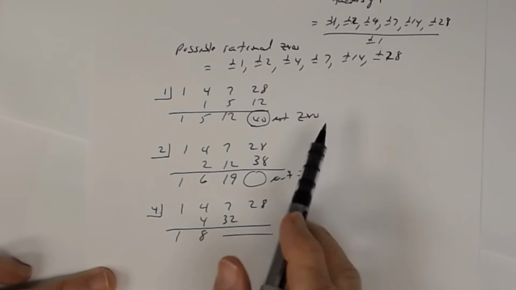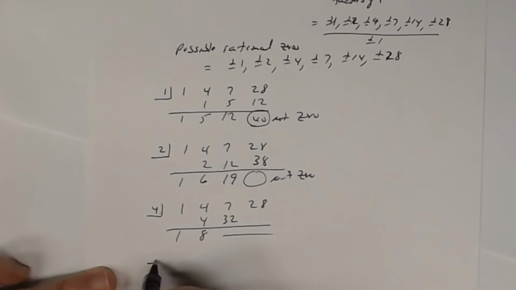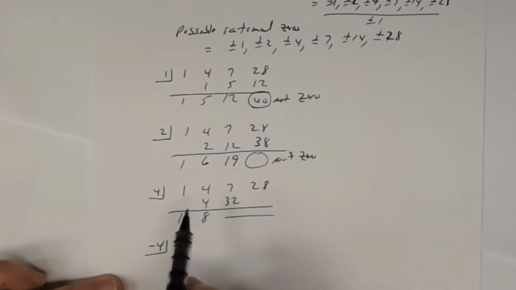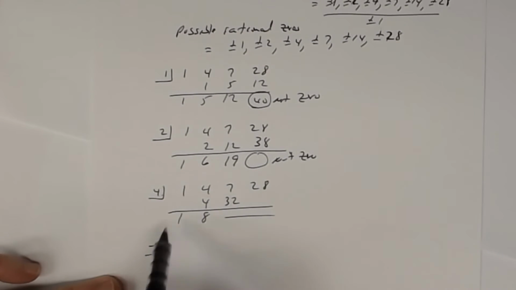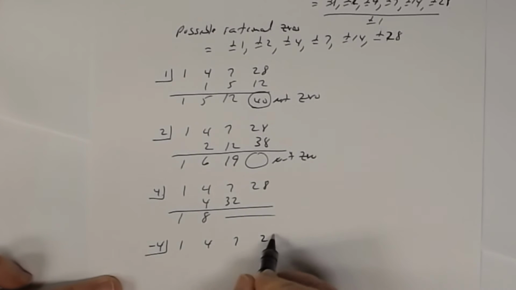So rather than keep on, let's try some negatives. Let's try negative 4. Because remember, you can't have zeros out of negative, right? We had that. So let's try negative 4. 1, 4, 7, 28.